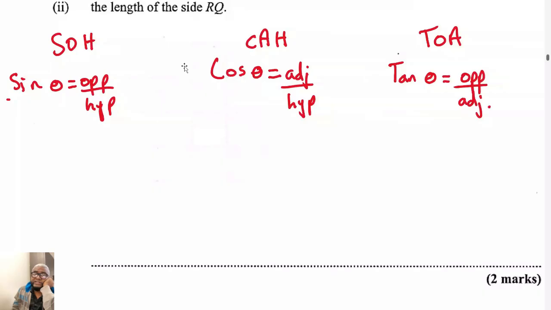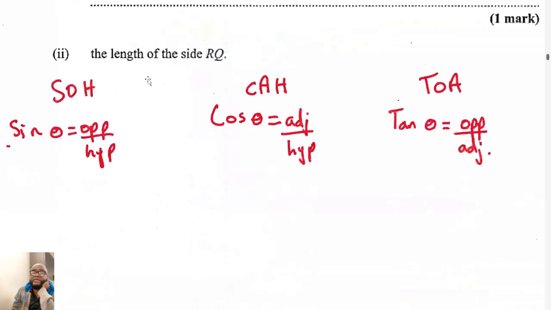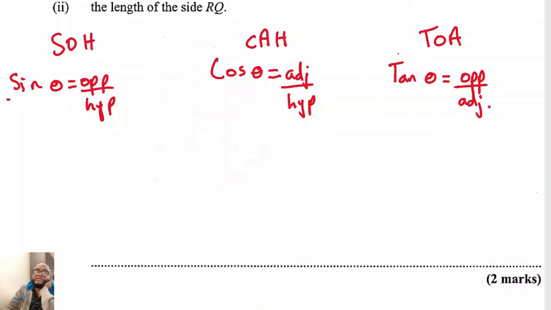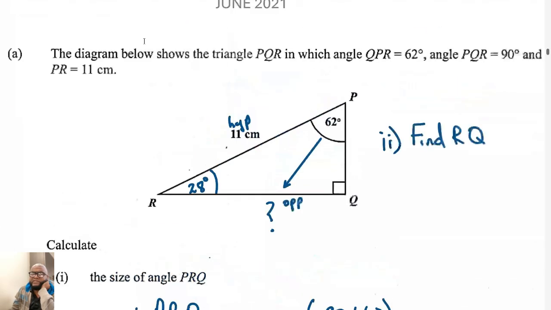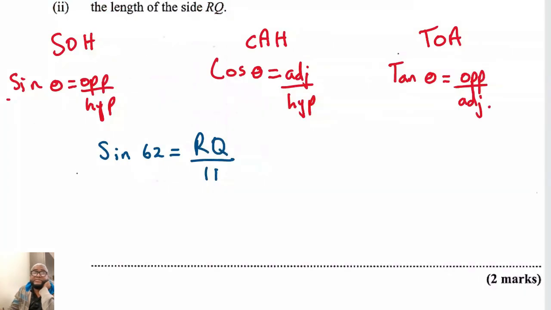So for this one up here, we want the opposite. It's opposite to 62, and we have the hypotenuse. The only formula that uses opposite and hypotenuse would be which one? Sine. So let's line it up. Sine of the angle, which is 62, is equal to opposite, which is RQ, over the hypotenuse, which I believe was 11. Everybody good there?